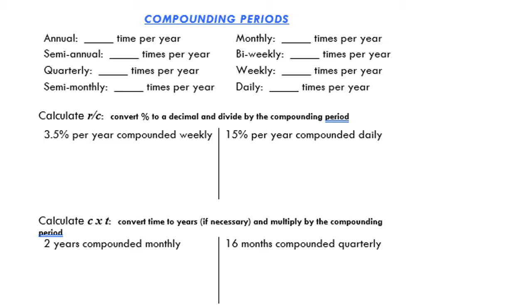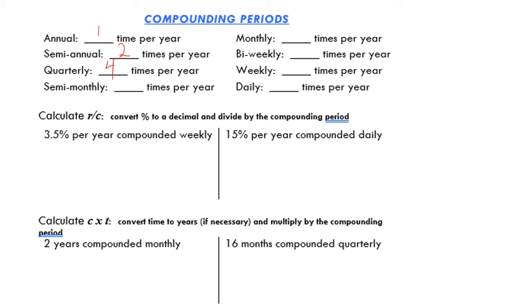Before we get into compounding interest questions, we're just going to go over some of these key terms and definitions and kind of some of the legwork and the skills you need to have. Annual. Annual is 1 time per year. Semi-annual is twice. Quarterly, 4 times a year.